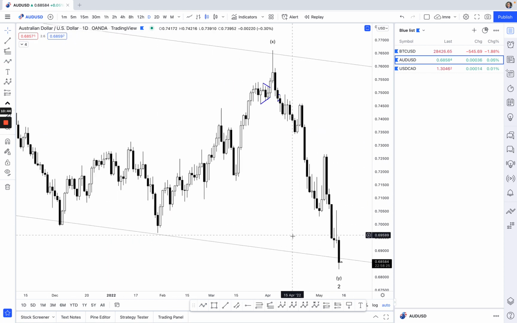By the way, if I'm getting these terms for the candlestick patterns wrong, I don't care. The name of the pattern is not important. What's important is what the pattern is telling us about how the market is behaving.